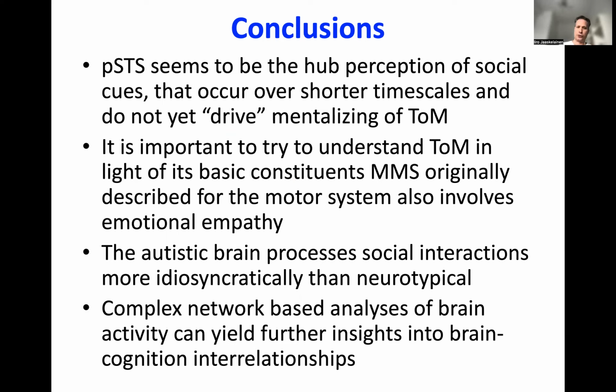It is important to try to understand theory of mind in light of the basic constituents, and the mirror neuron system, originally described for the motor system, also involves emotional empathy. The autistic brain processes social interactions more idiosyncratically than the neurotypical, and complex network-based analysis of brain activity can yield further insights into brain communication in relationships.